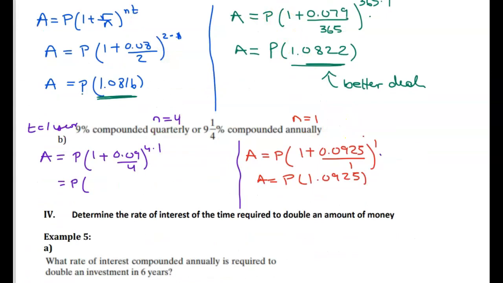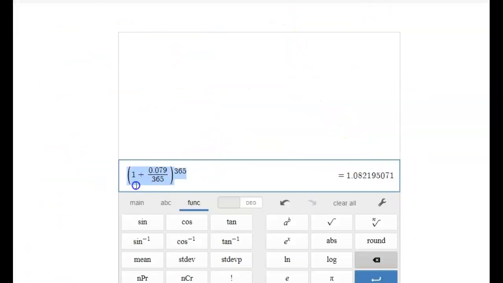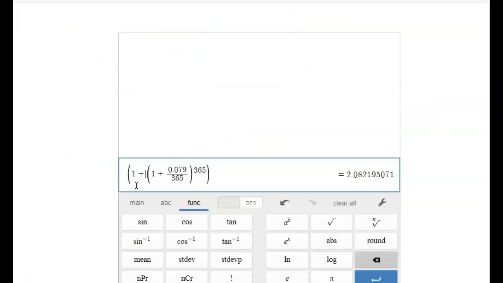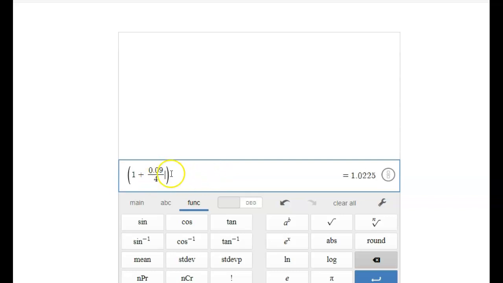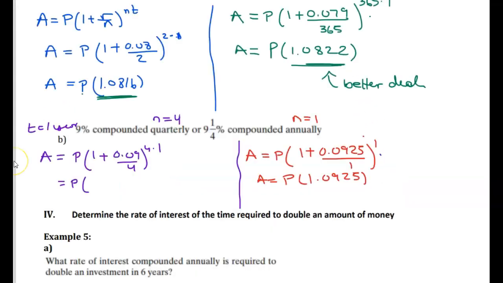1 plus 0.09 divided by 4, to the power 4. 1.0931. This is bigger than that, so this is a better deal. You end up with more money at the end.